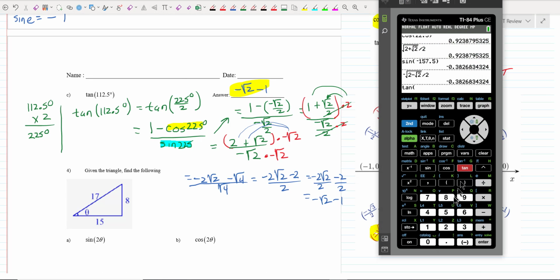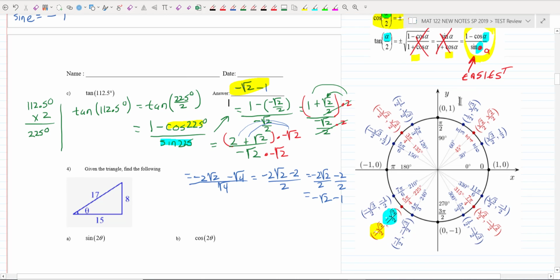So if I just go tangent of 112.5, I do get a negative answer because this is the tangent. Sometimes I can't put stuff in the calculator right. Okay, so we got that, and this is quadrant 2. The tangent's negative in quadrant 2, so I get a negative answer. So if you type in your answer, negative square root of 2, and then minus 1, you get the same thing. So it's like the other problems, it's easy to verify.